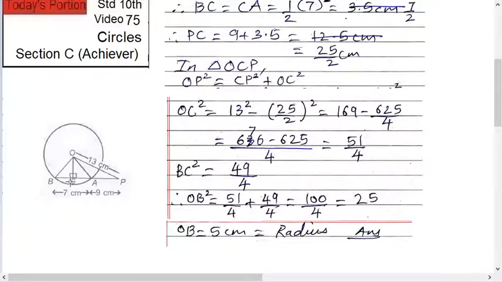7 by 2. Now you want OB. We want the radius. Therefore OB square equals 51 by 4 plus 49 by 4 equals 100 by 4, 25. So OB equals 5. So radius is 5 centimeter.